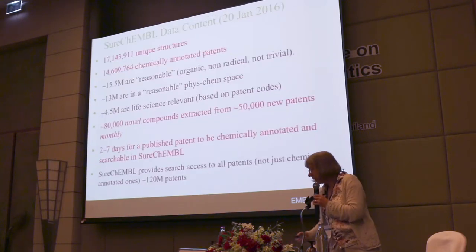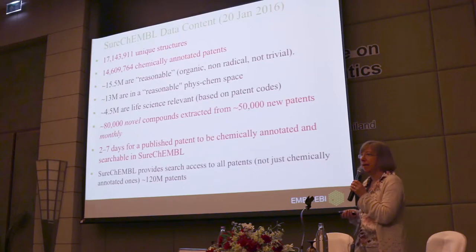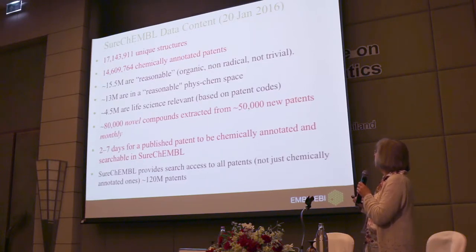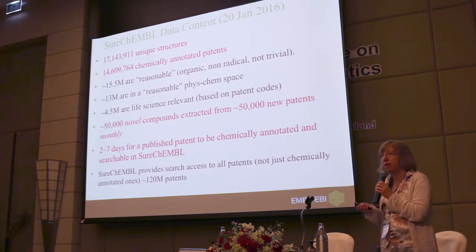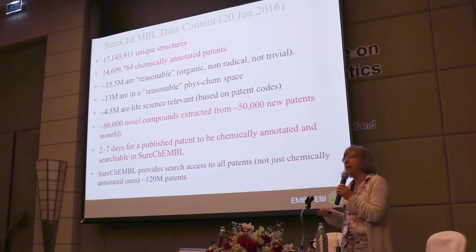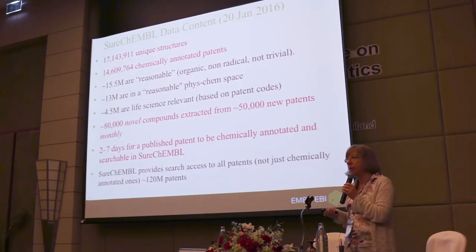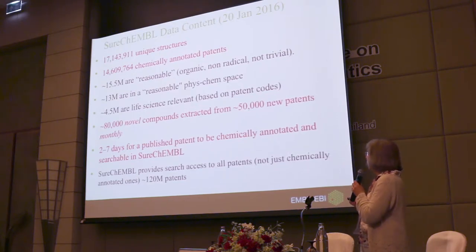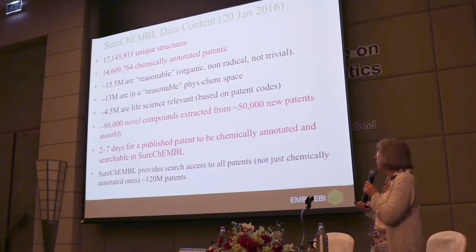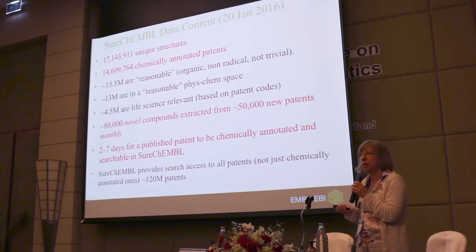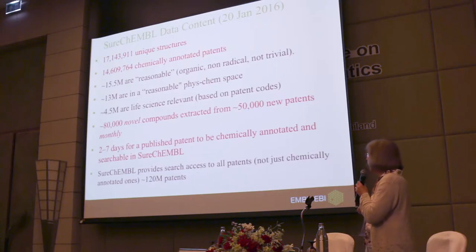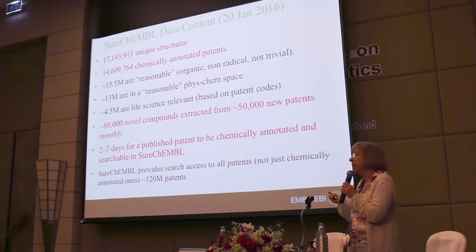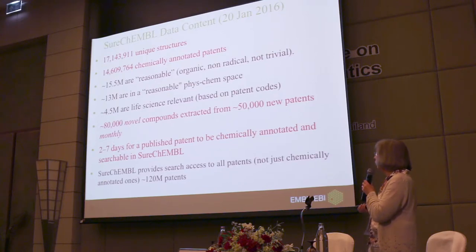So I mentioned earlier that SureChEMBL is a big database. At the moment, SureChEMBL has about 17 million chemical structures from about 14.5 million patents. And we're running this annotation constantly. It's a totally automated system, so the compounds just get annotated as the data gets released. We're annotating about 80,000 new compounds from about 50,000 patents every month. So as you can see, this database is growing very, very quickly. And it takes less than a week from a compound being published in a patent for us to annotate it and for it to appear in the SureChEMBL database.